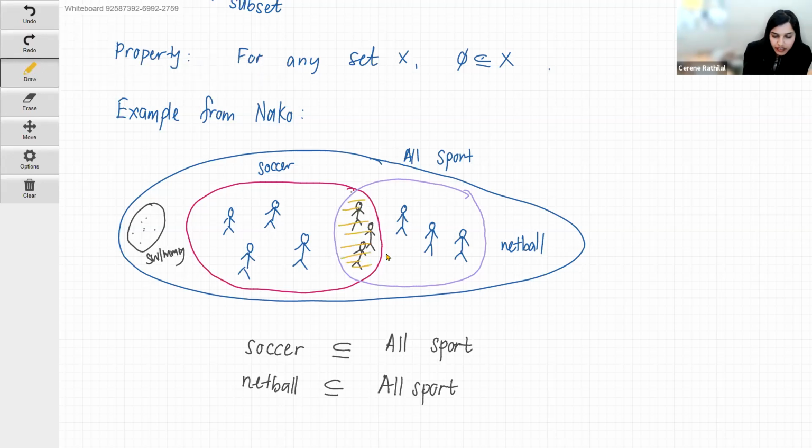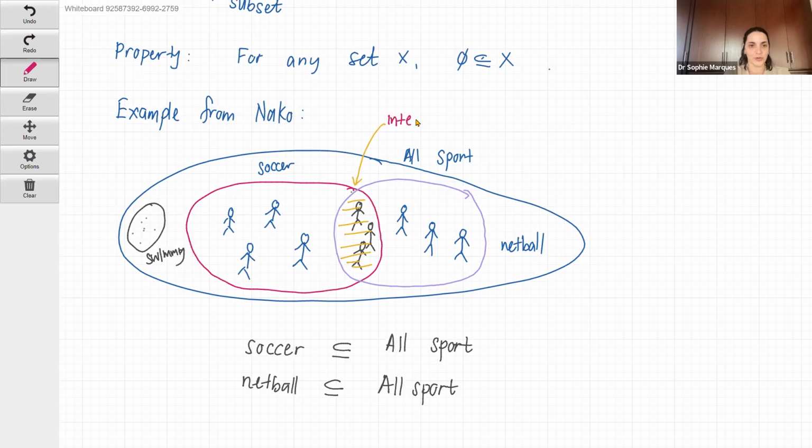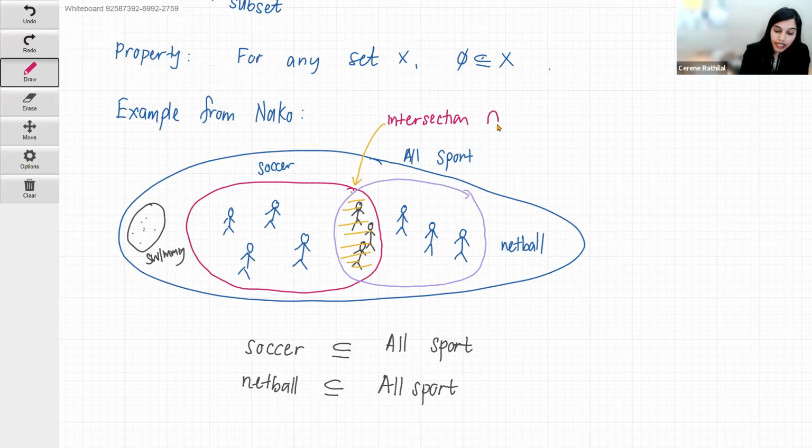In here, this area here. So this is what we call the intersection of 2 sets. How do you denote it? In math, we want to be super precise. You would give names to your sets as usual. You could call, for instance, the students who play soccer S, and the students who play netball N. And the intersection, you denote it with an upside-down arch, like that. That's how you denote an intersection.